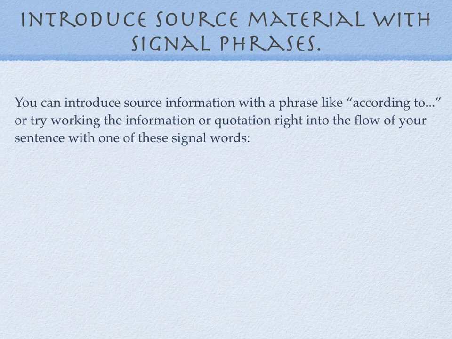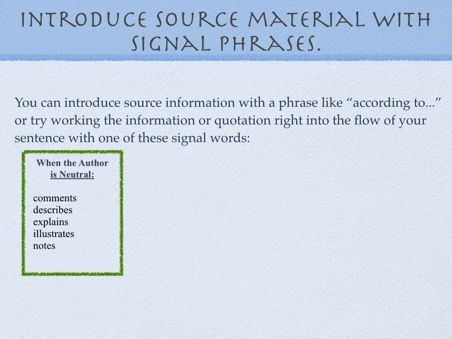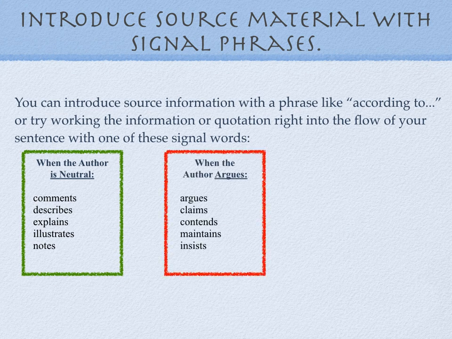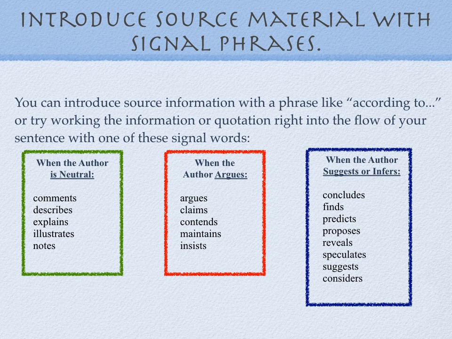According to is an easy and effective way to introduce source material, but you don't want to start every sentence that way. Change it up with a variety of signal phrases like these. If an author is neutral, try some of these. Maybe he comments or explains or illustrates something. If it's a somewhat controversial point, maybe your author argues or claims or contends something. And if it's just something he concluded from his research, you could simply say he concluded or predicted or proposes.